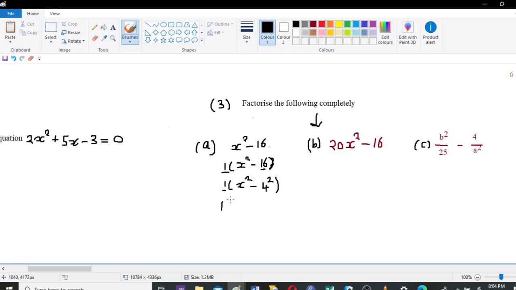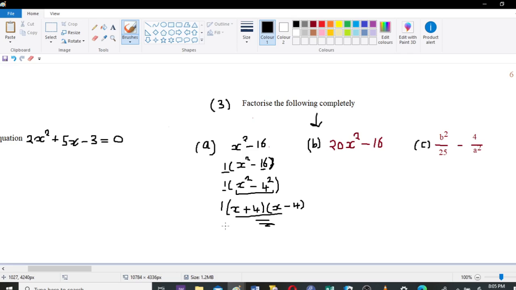Now the last step is to write what is inside here as a difference of two squares. That's what factorizing completely means. So we have the first bracket carrying x plus 4, and the second one will carry x minus 4. One thing you need to understand is that when you factorize, if you multiply, it should give you the question that you had.